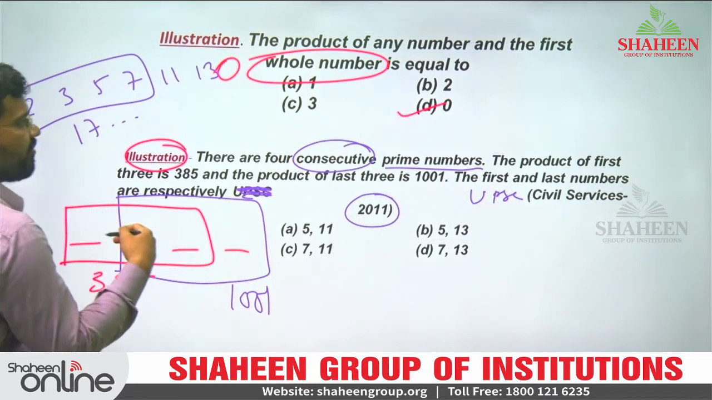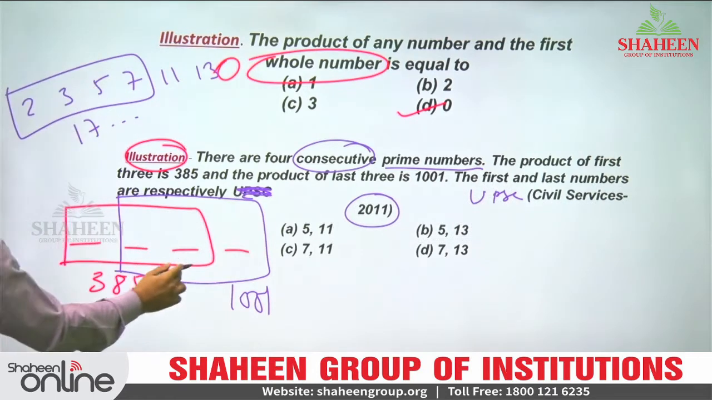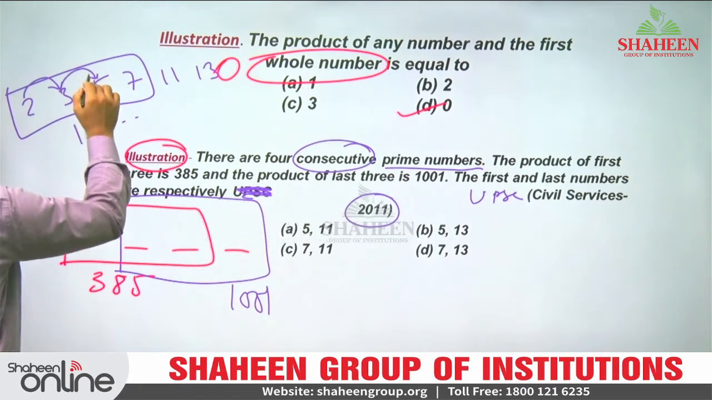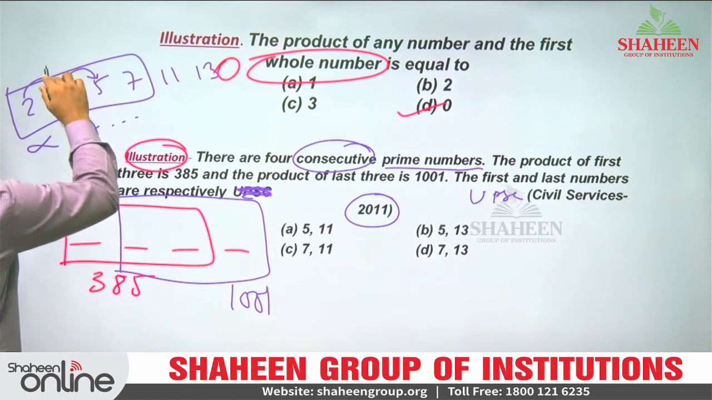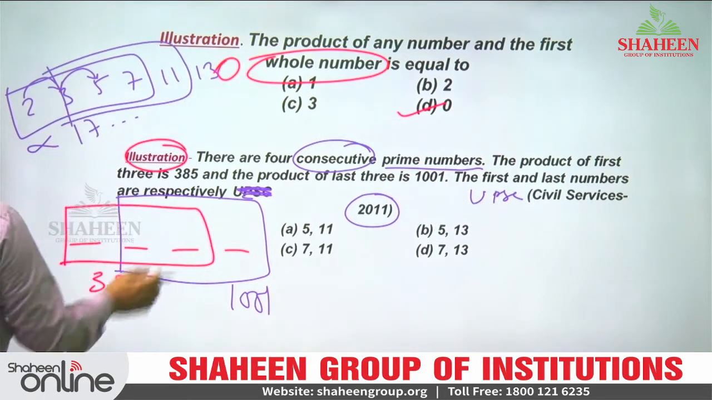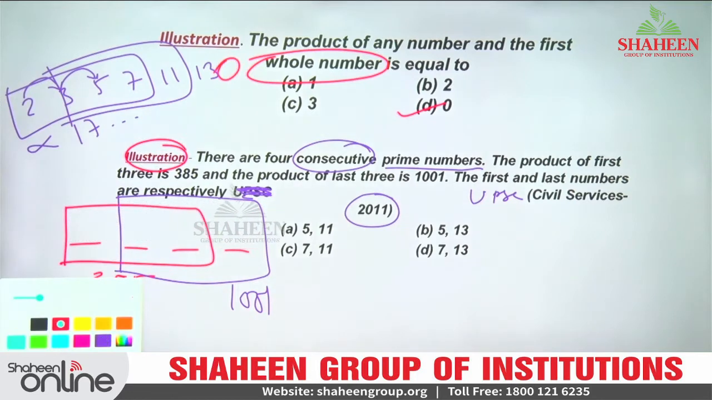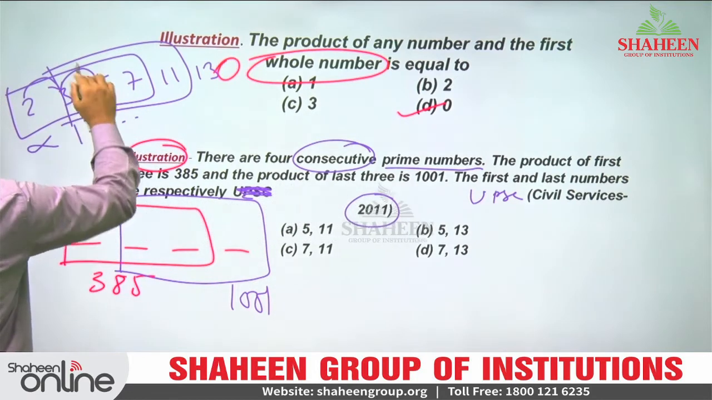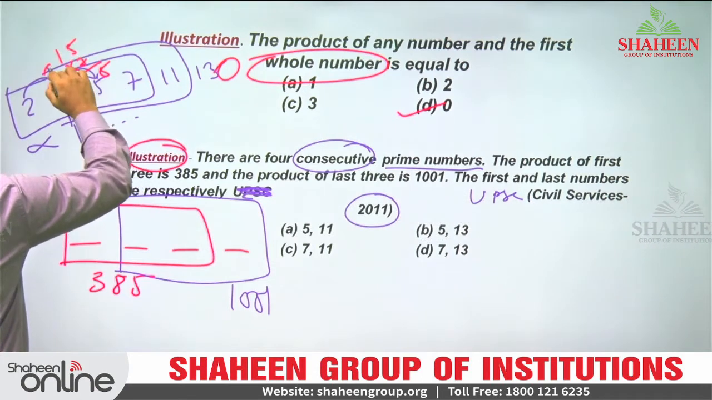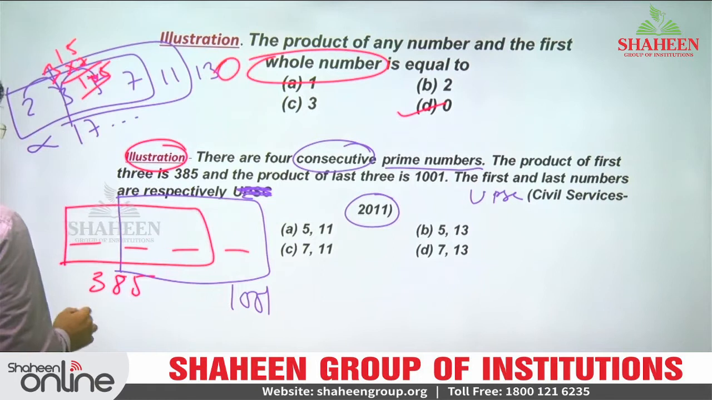The product of first 3 is 385. 2 into 3 is 6, 6 into 5 is 30. Is it possible? No. Gone. So let us take again 3, 5, 7, 11. 3 into 5, 15. 15 into 7, 105. Is it coming? No, gone.